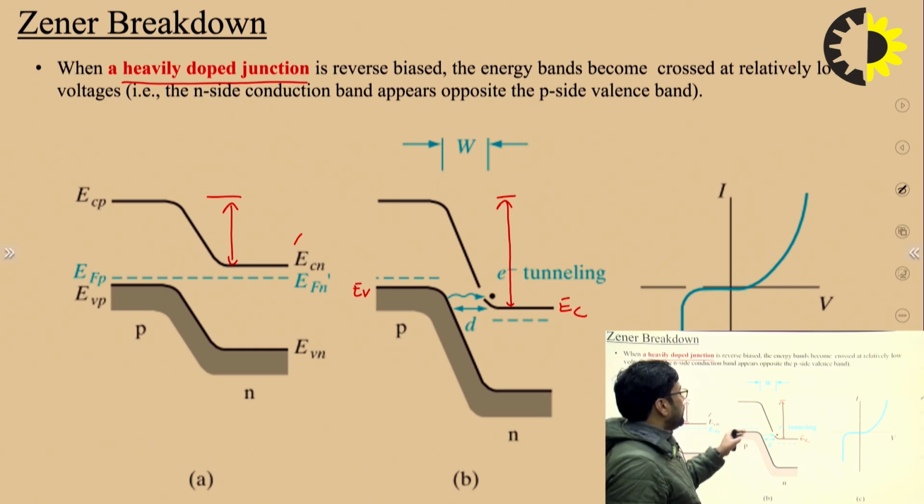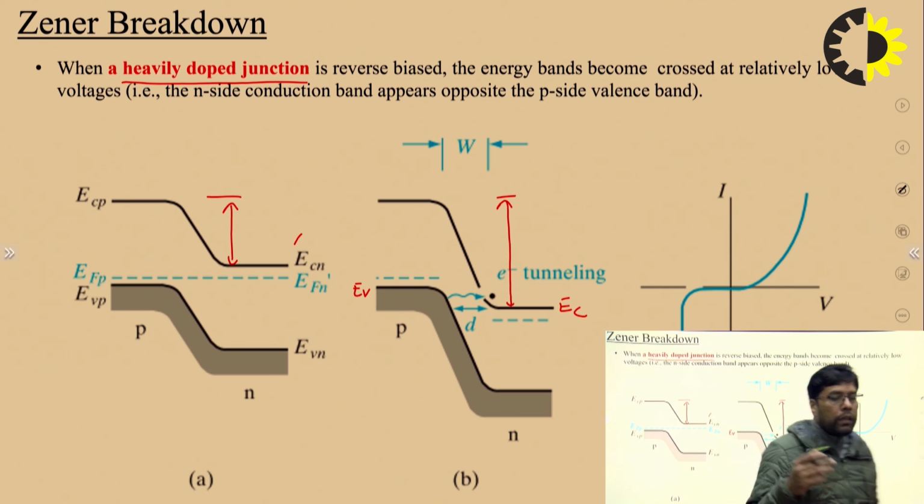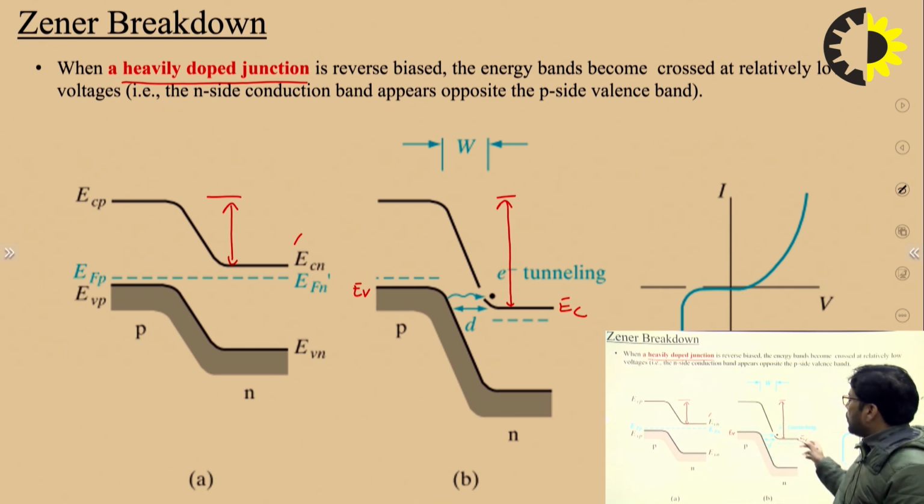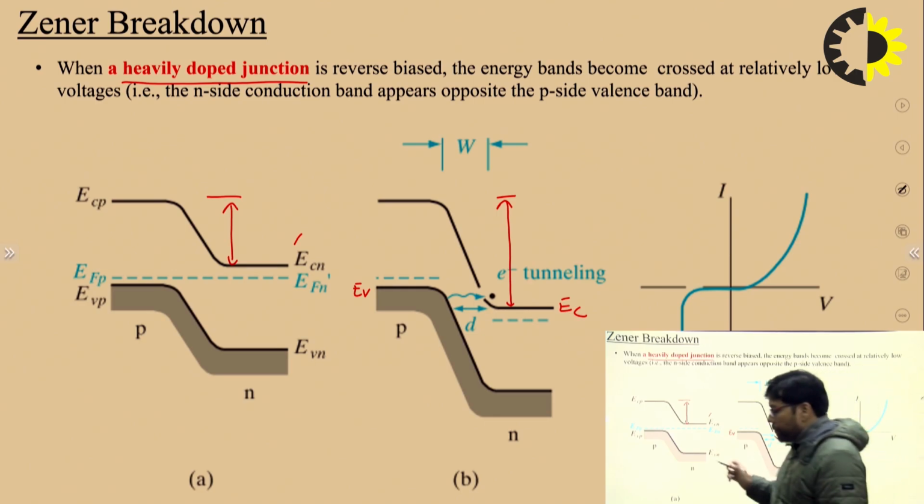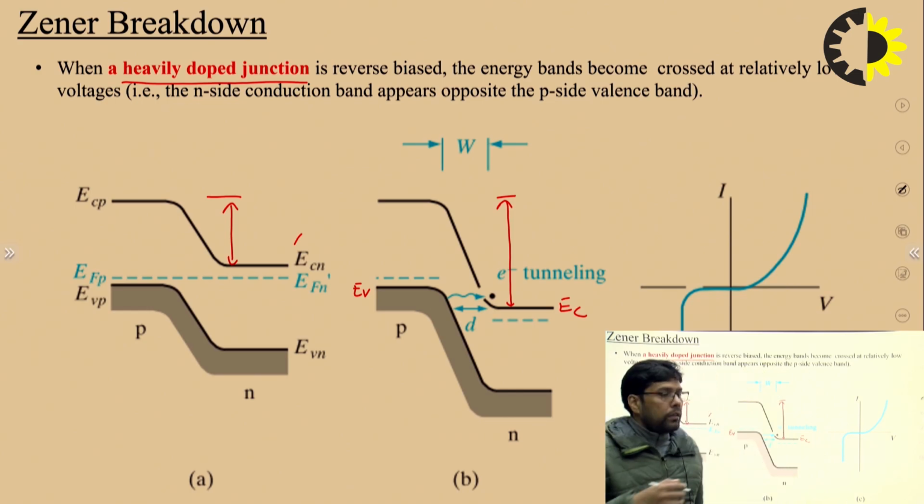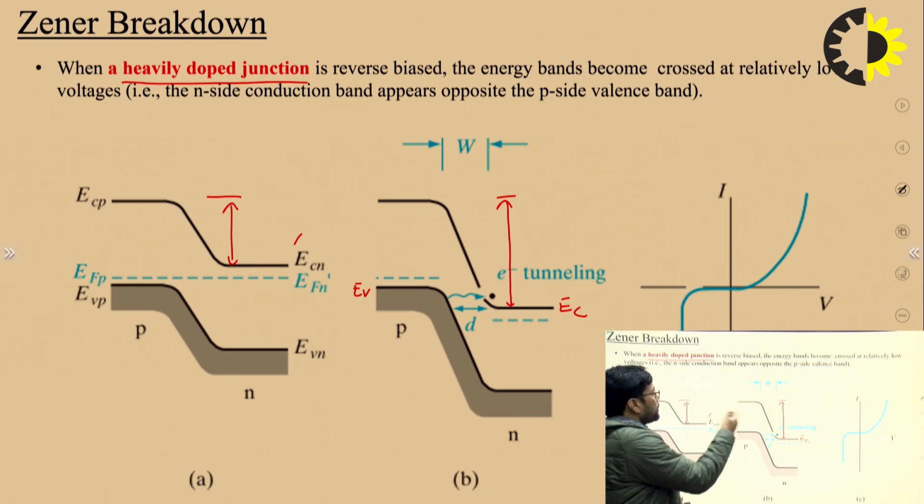That's why a kind of breakdown happens, and this breakdown is known as Zener breakdown. So in Zener breakdown we have a tunneling effect. I hope this topic is clear to all of you.